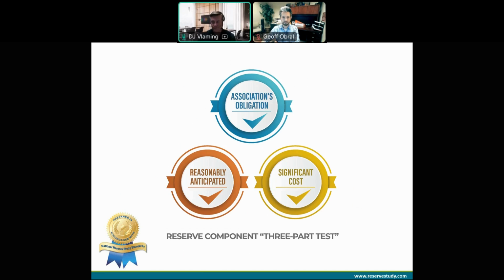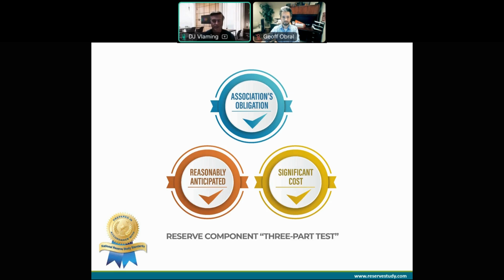So first one, the association has the obligation to maintain or replace an existing item. This means reserve funding is limited to existing assets only. Reserves should not be used or spent on new additions, which are considered a capital improvement to the community. Second, the need and schedule for the project can be reasonably anticipated. This means it's predictable. Predictability is very important for reserve funding because we need to be able to reasonably estimate when a project will be scheduled. Expenses or projects deemed unpredictable are typically not included in the reserve study.